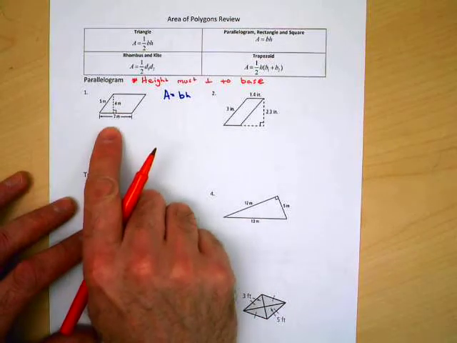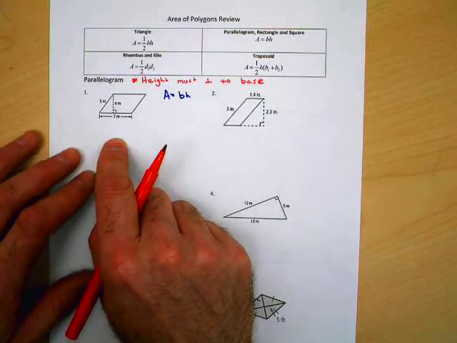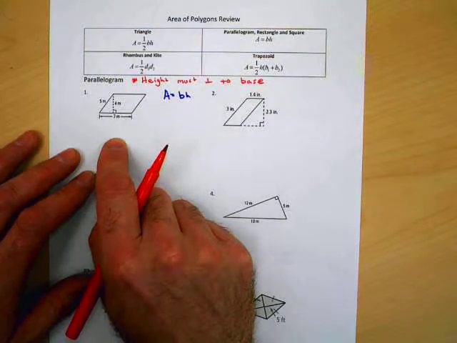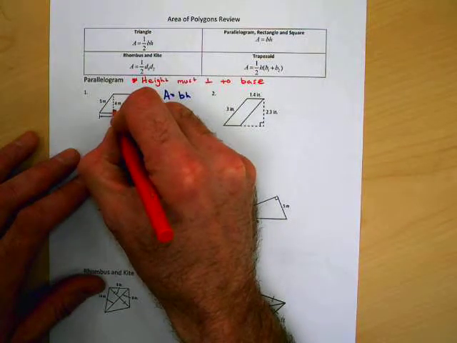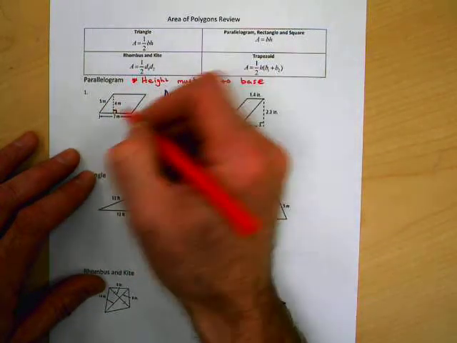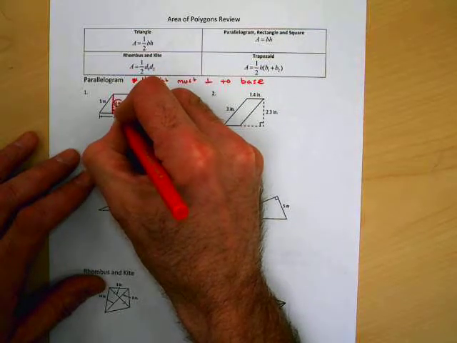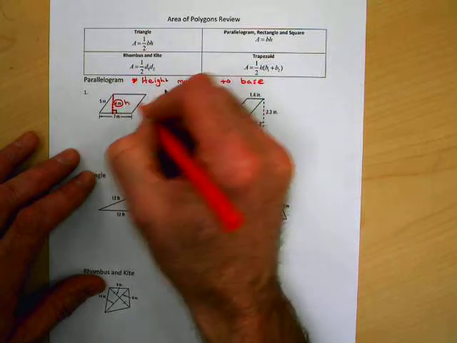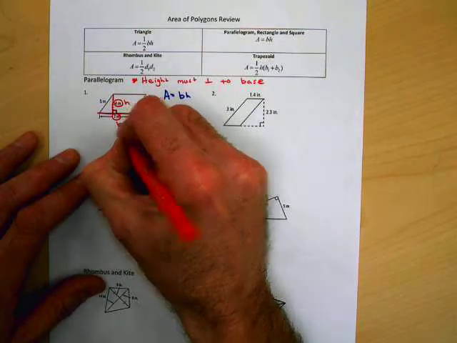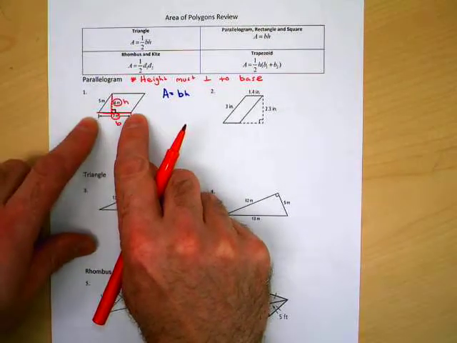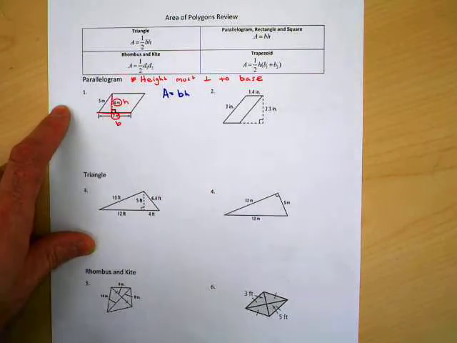And when you have extra information, like here in number 1, and number 2 also has extra information, you have to realize what is the extra and what you should use. What I like to do is look for that right angle. Whatever that right angle is connecting to, that right angle is telling me this is my height and this is my base. That's the base along the actual parallelogram and the height in the middle of the parallelogram.